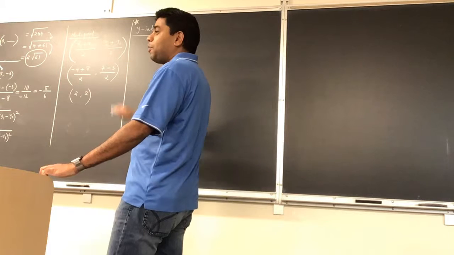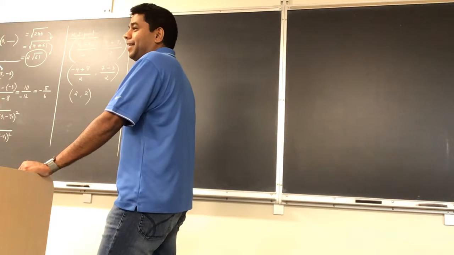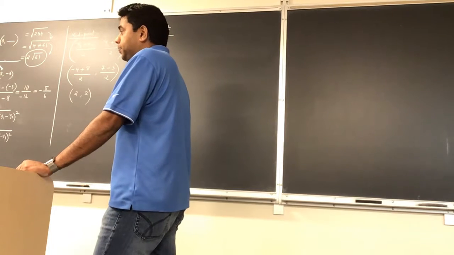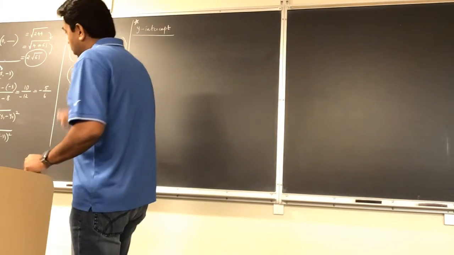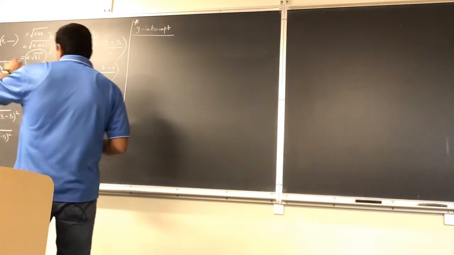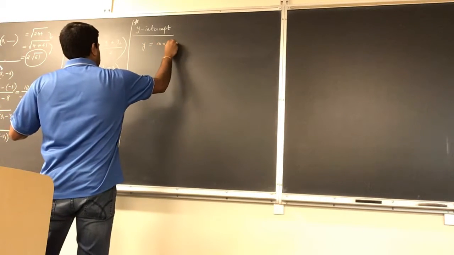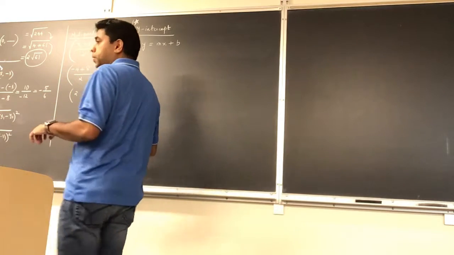This is important. See, that's why I put a star mark. Okay, put your pencils down, let's talk. So to find the y-intercept of a straight line, the first thing you have to know is this: y is equal to mx plus b, the slope-intercept equation.